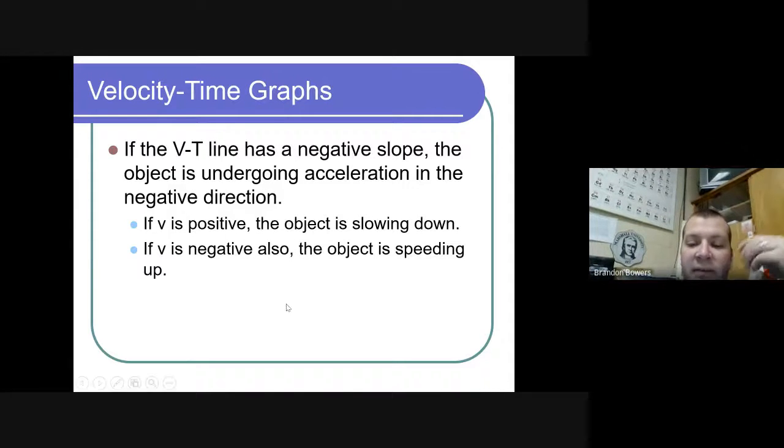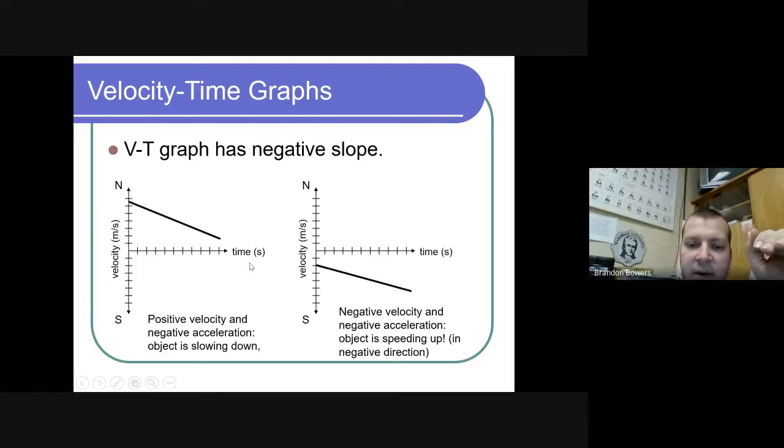And vice versa. If I have a negative slope but positive v, slowing down. If I have a negative slope and a negative velocity, the object's speeding up. So if you look at these two examples, positive velocity but going down, that's slowing down. Here, negative velocity, negative acceleration, which means it's actually speeding up. Okay, so that is velocity time graphs.